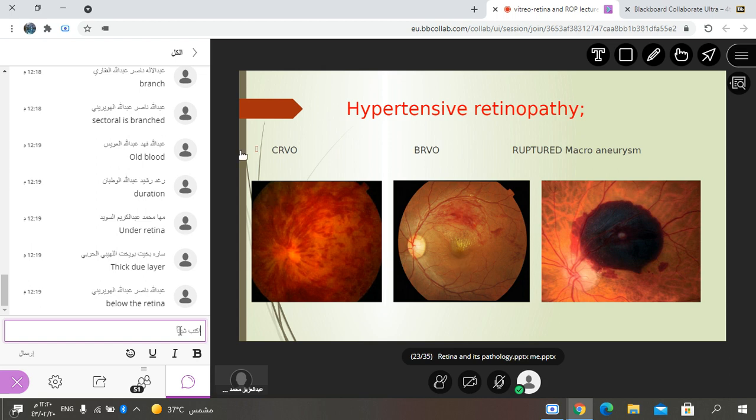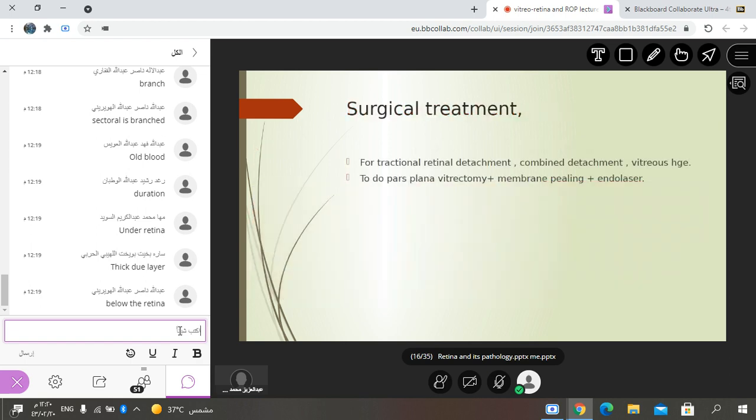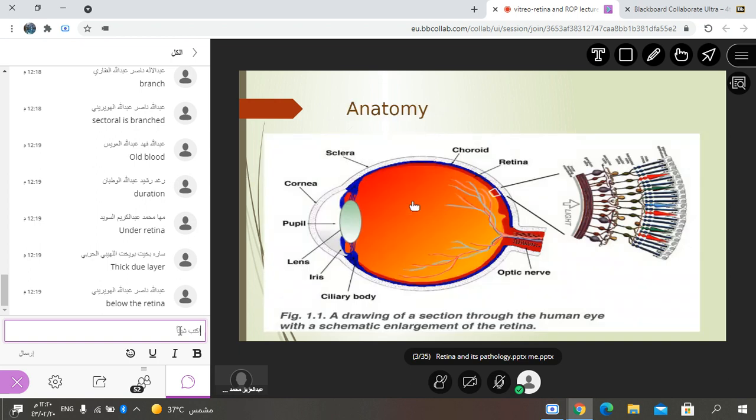If we go back to the anatomy, as an anatomical structure, the hemorrhage can happen where? Here, in front of the retina. What is it called?